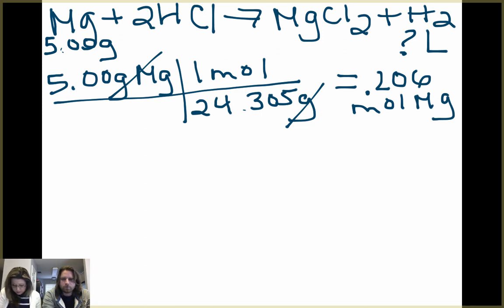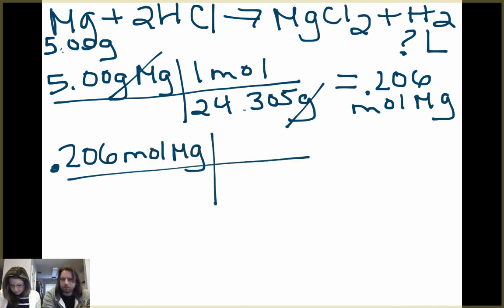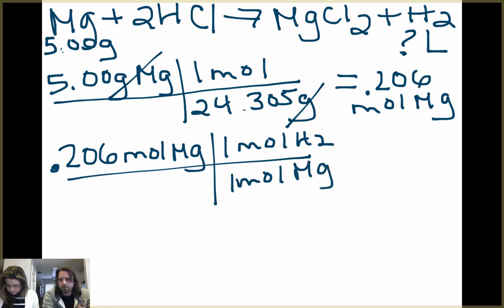Okay, so that's our moles of magnesium. And now we need to go from moles of magnesium to moles of hydrogen gas. So mole to mole ratio. What are our 2 coefficients? Same thing, we have 1 and 1, which is kind of nice. But always make sure you have a properly balanced equation to make sure that your mole ratio works out, because they won't always be balanced for you. So 0.206 moles of magnesium will be 0.206 moles of hydrogen gas.